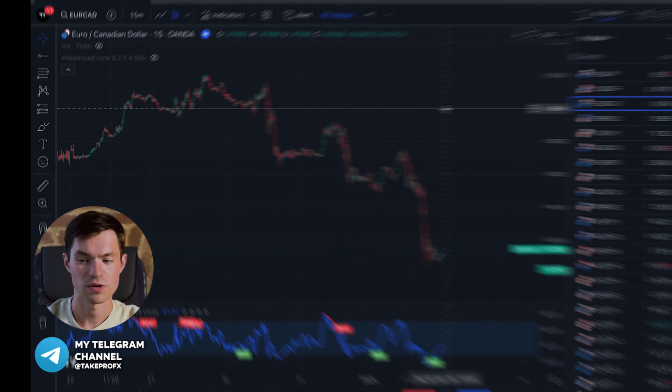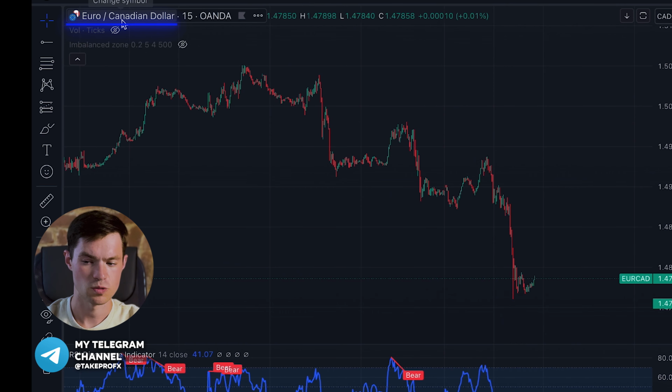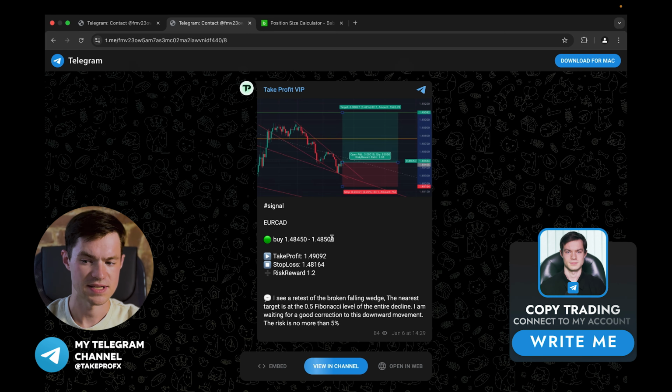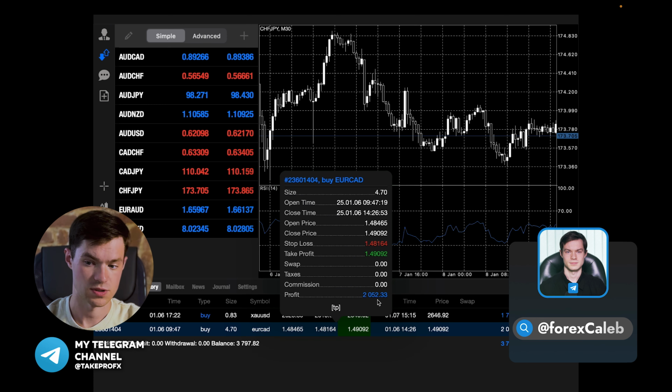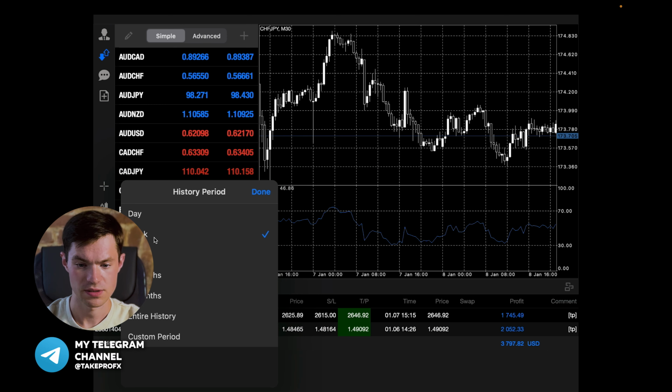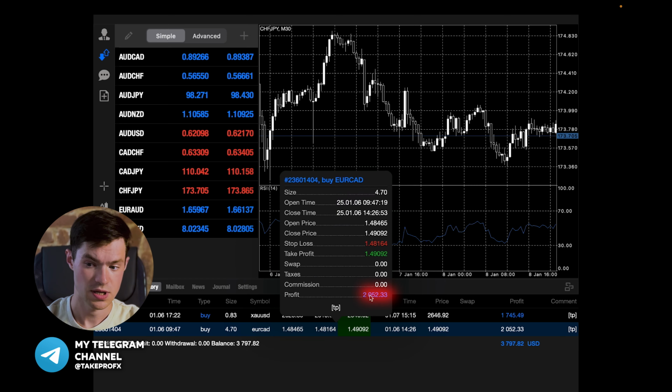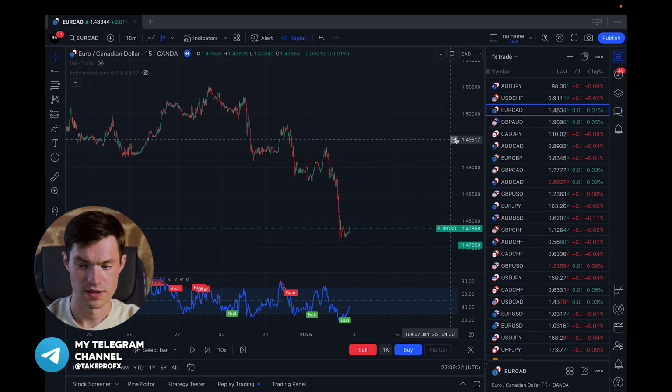First of all, let's look at the simplest trade on the euro to Canadian dollar pair. I have posted a signal on this trade in my Telegram channel, and this trade brought me 2000. Here is the history for the last week, and here is this trade. 2000, as you can see. Let's take a close look at the chart.